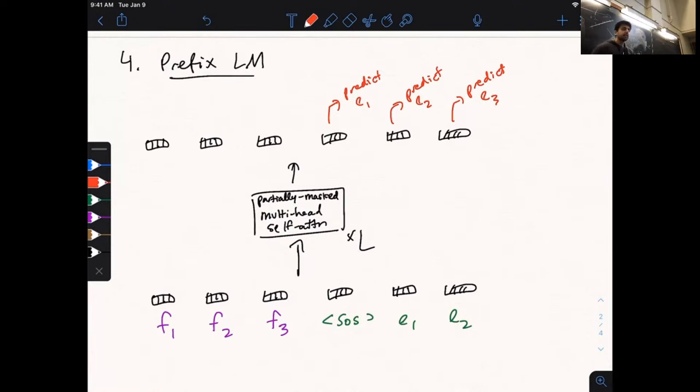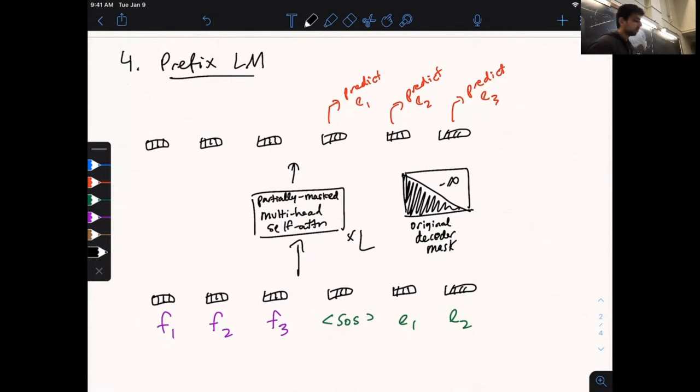So that begs the question of what this mask actually looks like. What does it mean to be partially masked? If you remember, the original mask of the transformer looked something like this. The side over here was set to minus infinity. Right, so we multiplied all our attention scores with this mask to avoid looking at future words. So this was the original decoder mask.